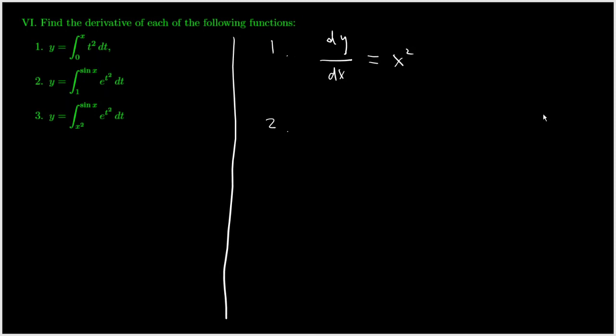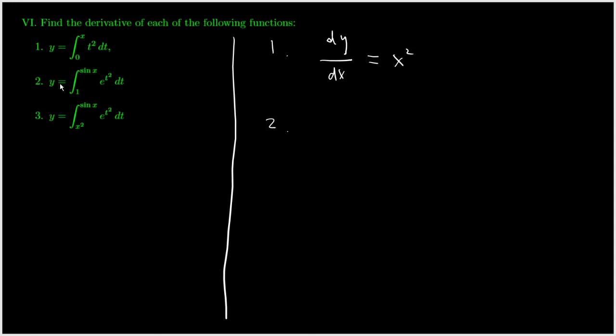Now try to think, is it okay to use part one of FTC so directly? I'm trying to say, are we differentiating the function y with respect to the upper limit? We're differentiating the function with respect to x, but the upper limit is sine of x. So we are not differentiating the function with respect to the upper limit. Now let me show you what's going on.